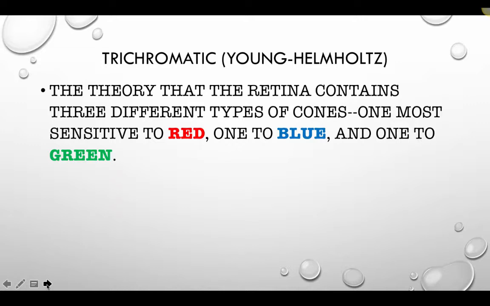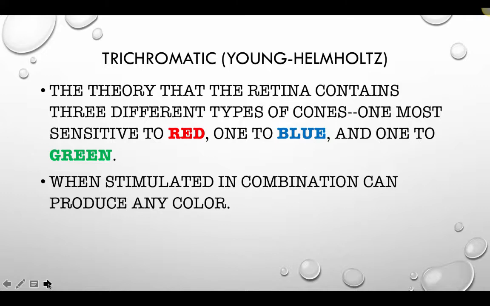So this theory suggests that the retina contains three really different types of cones. Some of those cones are most sensitive to long wavelengths of light, or the color red. Some are most sensitive to short wavelengths, which are blue. And some are most sensitive to medium wavelengths, or the color green.